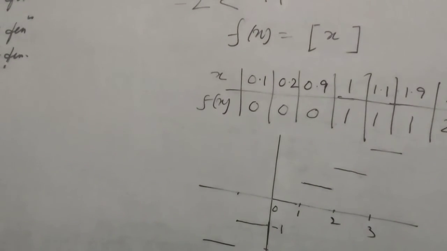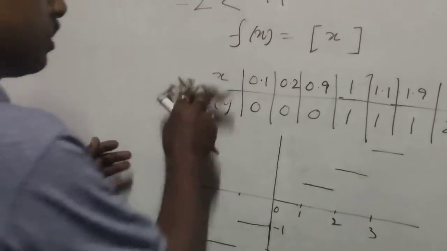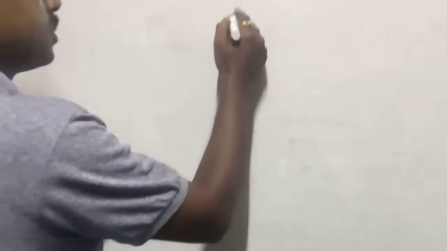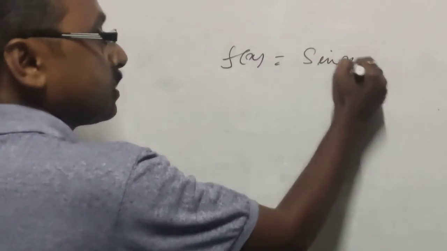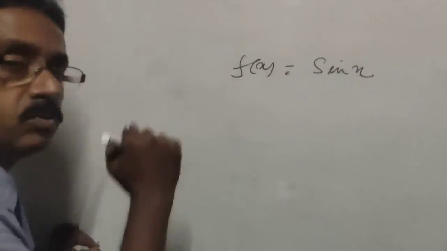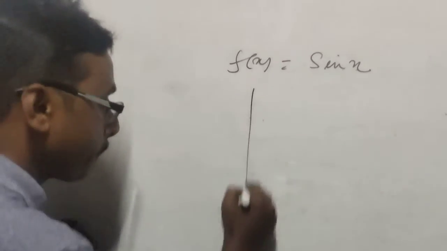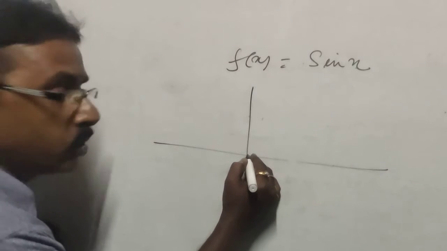Now the last function that I am going to explain is the trigonometric function. Suppose f(x) equals sin x. This is also a function. For each and every value of x, there is a unique image. Let us see. x is 0, sin 0 is 0.